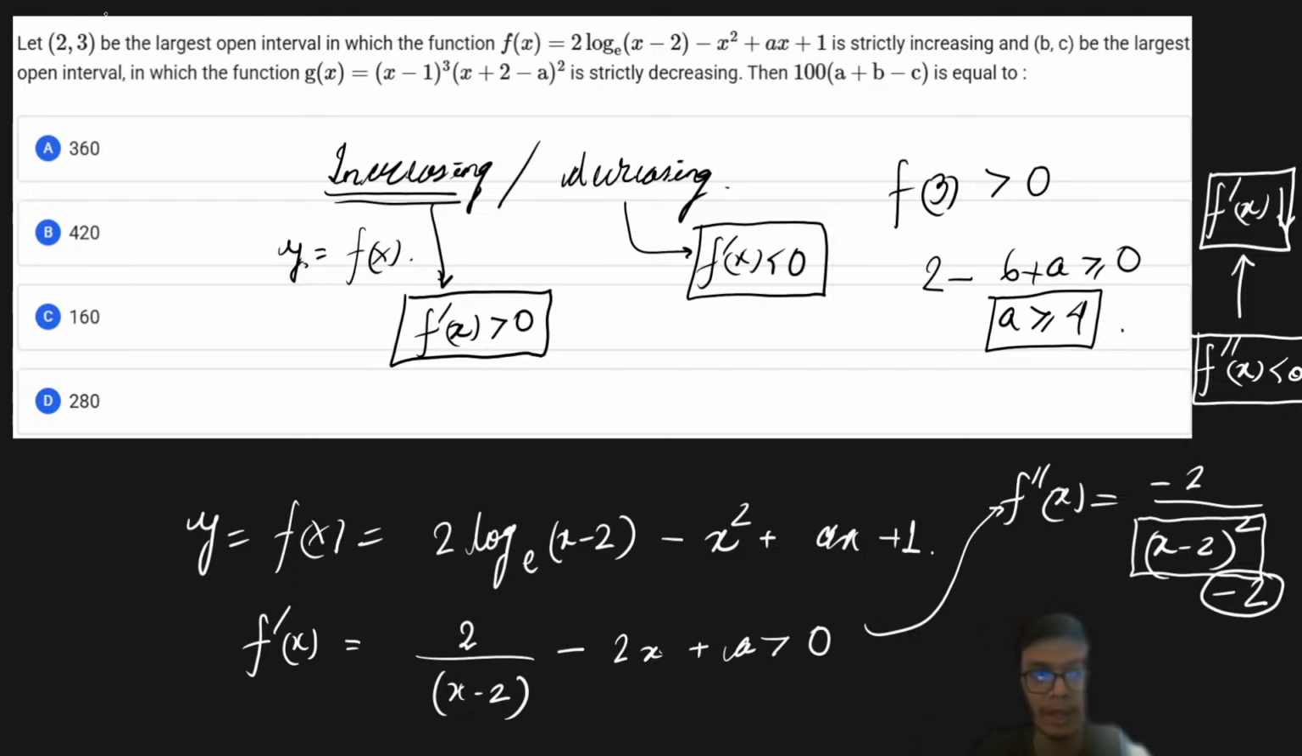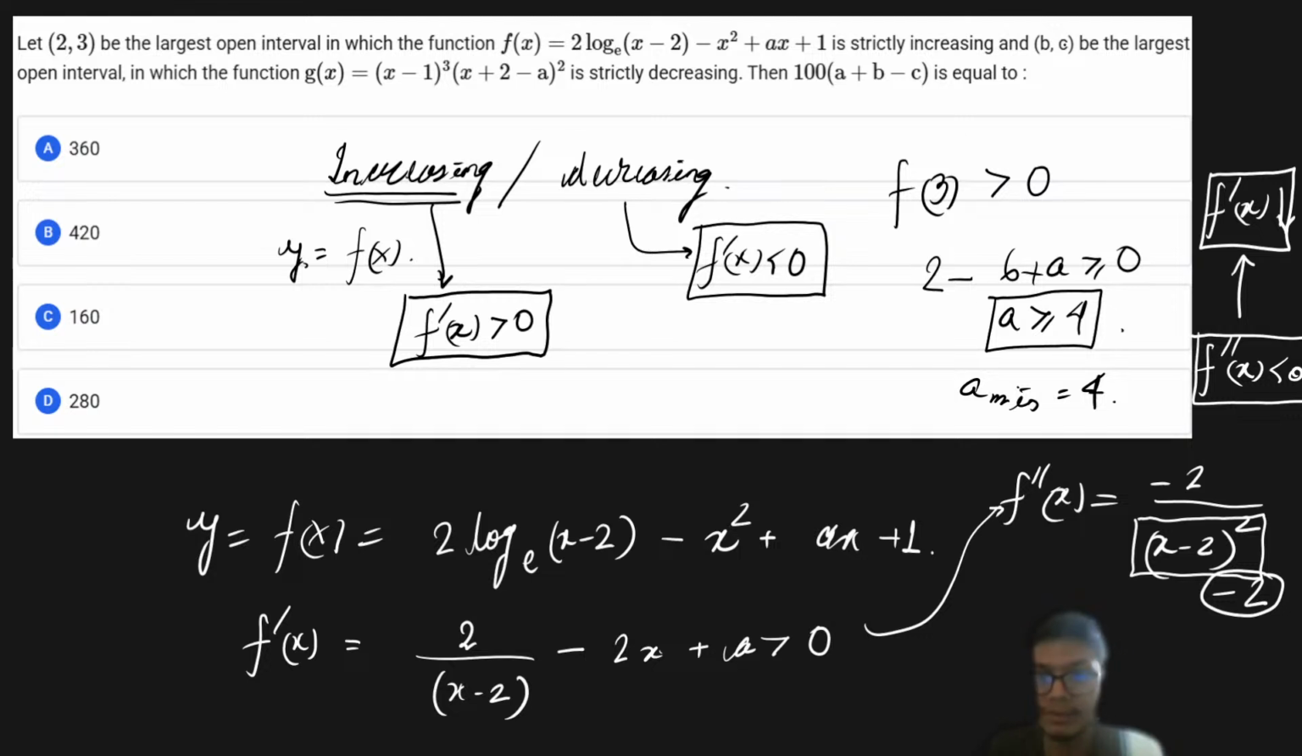Now, how did I make this prediction? If you put x equals 2, log of 0 is going to be minus infinity. So at x equal to 2 it is minus infinity, and f dash is a decreasing function while f of x is an increasing function. So if it is minus infinity at x equals 2, then at x equals 3 it must be a higher value so that it is strictly increasing, and if you put x equals 3, it should be greater than 0. I hope this part is clear to you. Therefore, from here, I'll get the minimum value of a as 4.